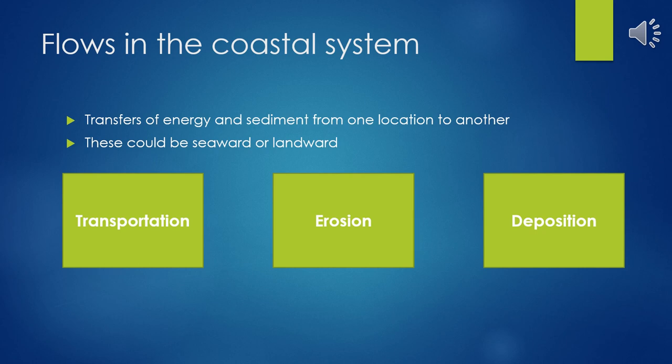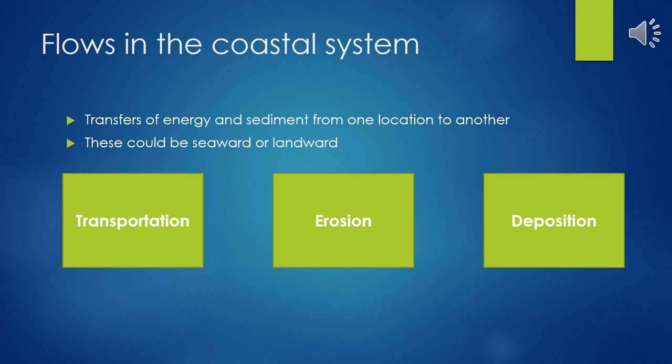The main forms of flows are transportation, so that includes your methods from GCSE of sediment transportation, and they are solution, suspension, saltation, traction, and longshore drift. So those are your transportation methods. Erosion, again, that's all the methods you learn at GCSE. We'll come on to erosion and transportation and deposition in a few lessons' time. So if you're thinking, I'm a bit unsure what those terms mean, don't worry too much.